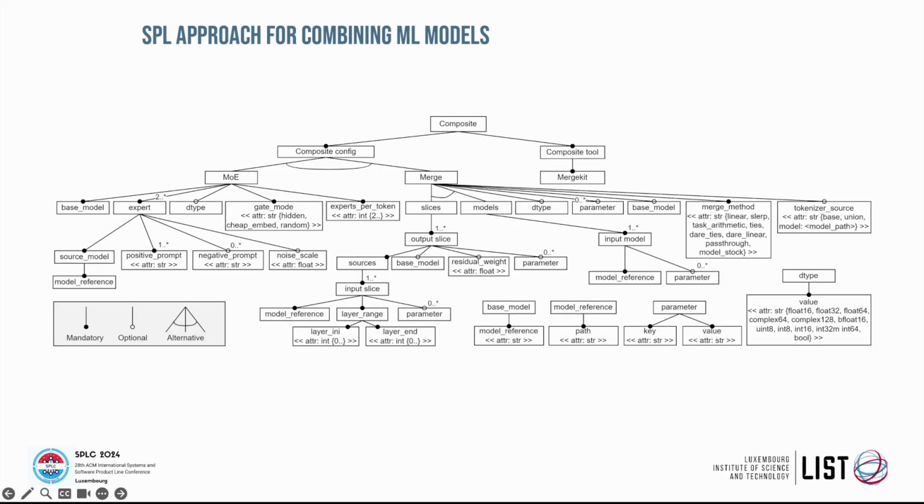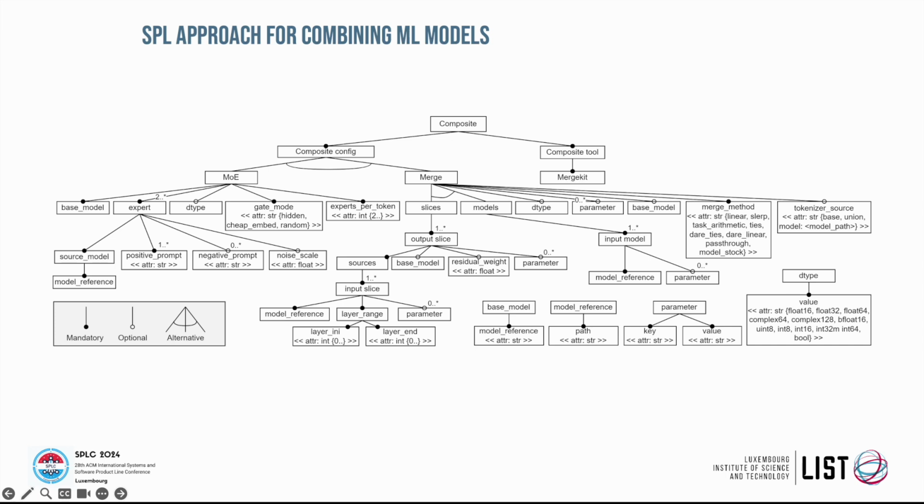This is the feature model diagram. For full details, everything is explained in the paper, but the main idea is that here we can select the desired properties for our LLM, for our combined LLM. As you can see, on the left side, we can choose between mixture of experts or merge, and then each of the branches allows you to select the desired properties.